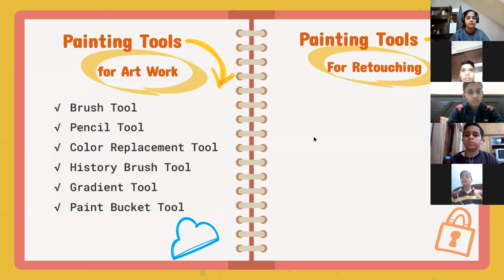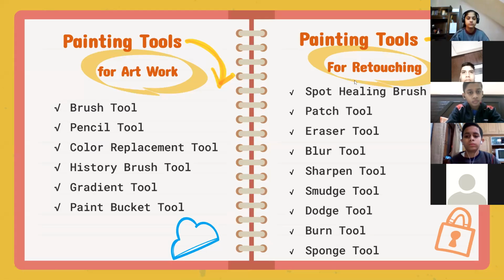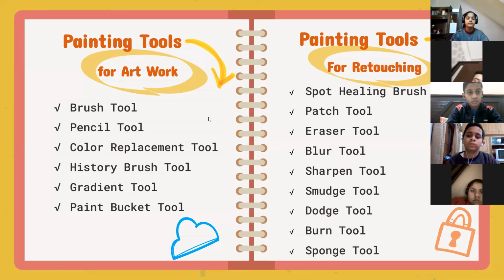Second is painting tools for retouching. For retouching means making some changes in the picture, like spot healing brush tool to remove the blemishes, patch tool, eraser tool to erase some parts of the picture, then blur, sharpen, smudge, dodge, burn, and sponge tool. Many of these tools you had used in practical also. Okay, next you will learn the meaning of various tools.